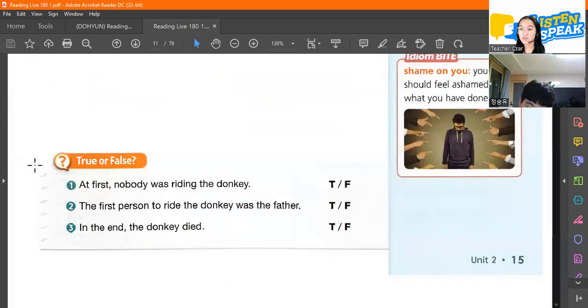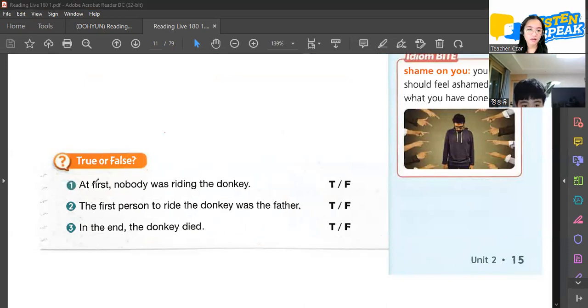True or false? Okay, let's start with one. At first, nobody was riding the donkey. True. Okay, good job. Two. The first person to ride the donkey was the father. False? Okay, false. Very good. So, who was the first one to ride the donkey? Okay, the boy. Very good. Last one. In the end, the donkey died. True or false? True. Yeah, it's true. Because the donkey drowned in the river. That's why the donkey died at the end of the story.